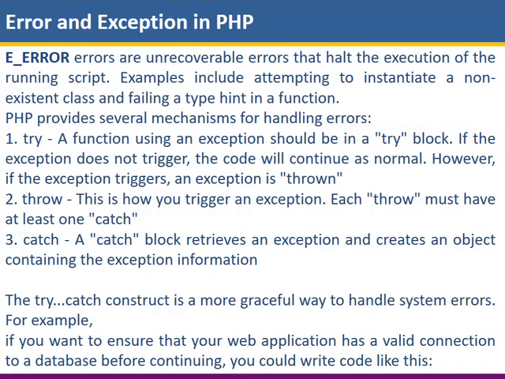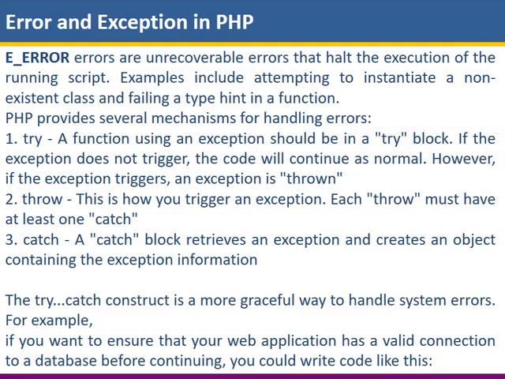Another type of built-in error, another type of error category in PHP. We have discussed E_NOTICE and E_WARNING. The last one is E_ERROR. E_ERROR is an unrecoverable error that halts the execution of the running script. They are fatal errors, meaning a serious problem occurred and PHP cannot continue, so the script stops immediately.